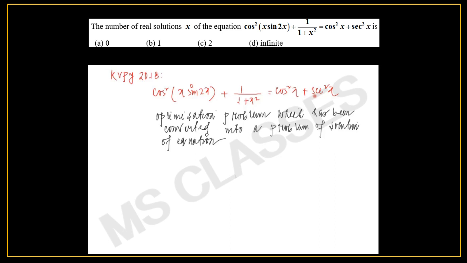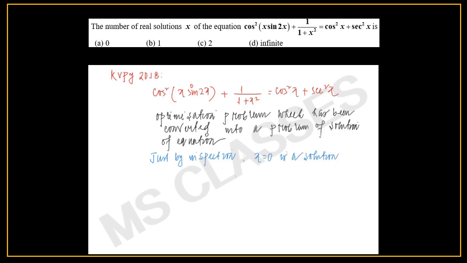Right? When x is 0, this will be 1. When x is 0, this will be 1. When x is 0, this is 1. So straight away, just by inspection, we can say that x equal to 0 is a solution.